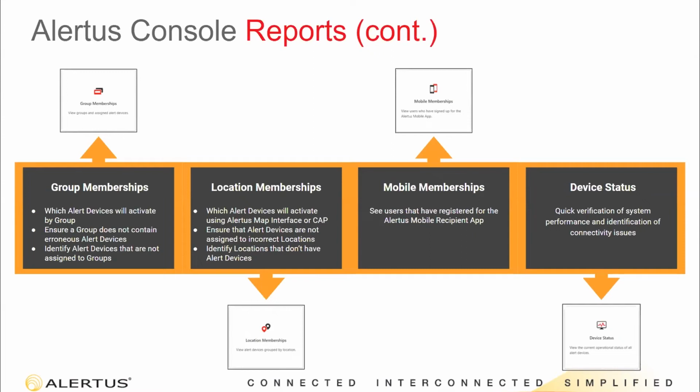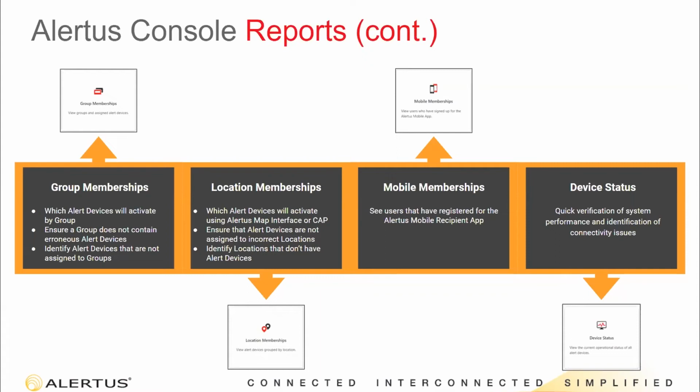The location memberships is similar, but it displays the relationship between the alert devices and their locations. Mobile memberships reports display the users who have registered for the Alertus mobile recipient app.